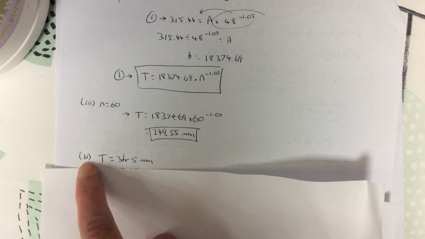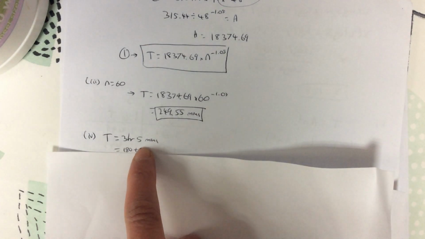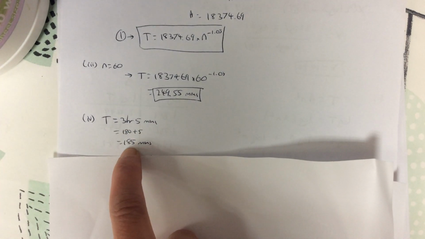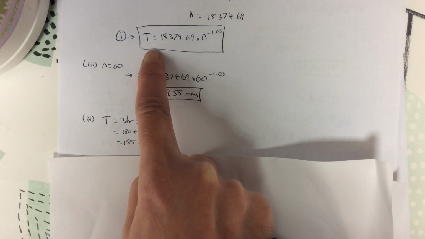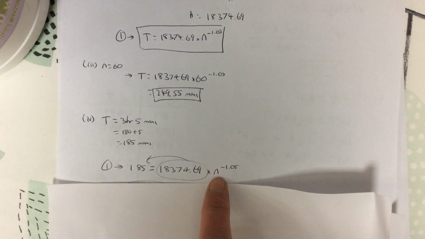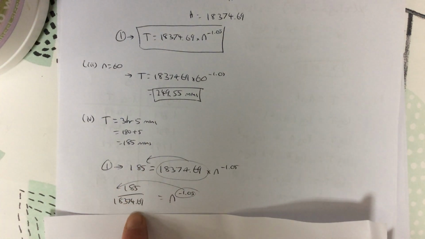Part 4, they have the time is 3 hours 5 minutes. Always check your units in these ones. So putting that into minutes, 185 minutes. So you see your equation? So 185 goes for your t. Now you're trying to find n. So this bit is multiplying. Bring it across, it becomes dividing.